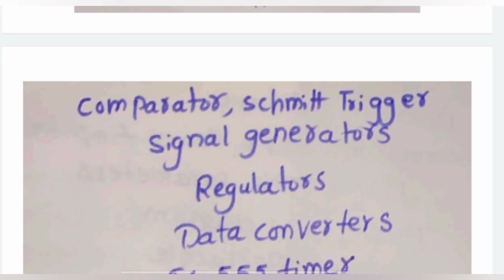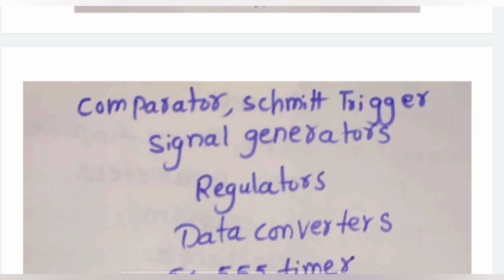Then we will see what are the performance parameters of analog to digital converters, that is resolution, accuracy, monotonicity, conversion time, settling time, stability and linearity. Then we will see what is meant by digital to analog converter, the block diagram and the different types. We have R to 2R ladder, inverted R to 2R ladder. We will see that.